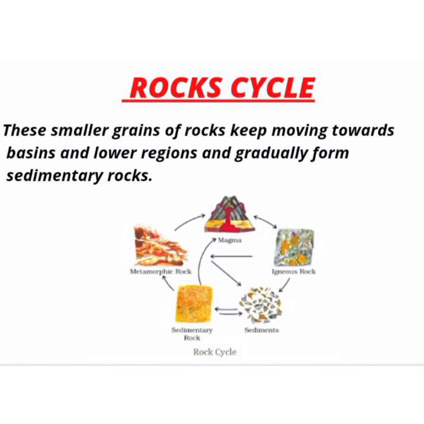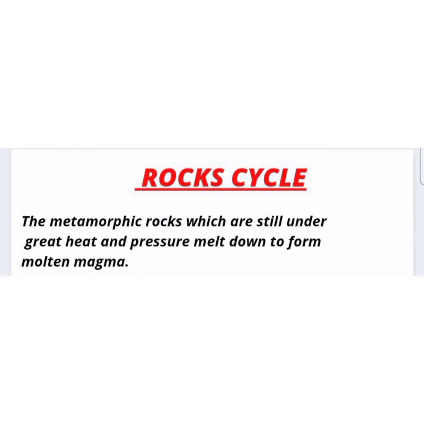These smaller grains of rock keep moving towards basins and lower regions and gradually form sedimentary rocks. And the metamorphic rocks, which are still under great heat and pressure, melt down to form molten magma. This molten magma again cools down and solidifies into igneous rock.